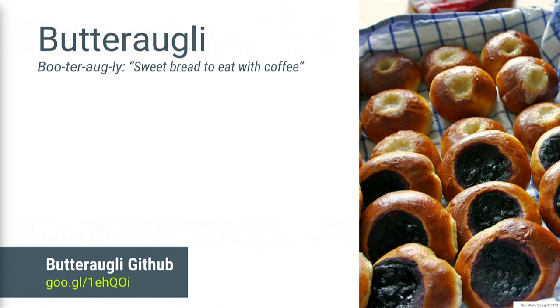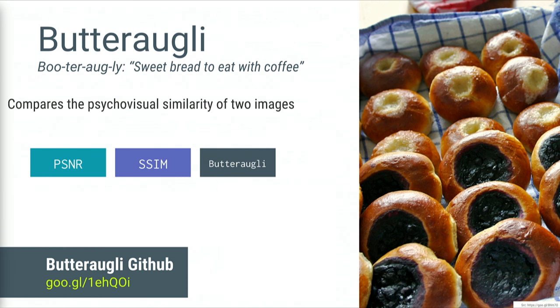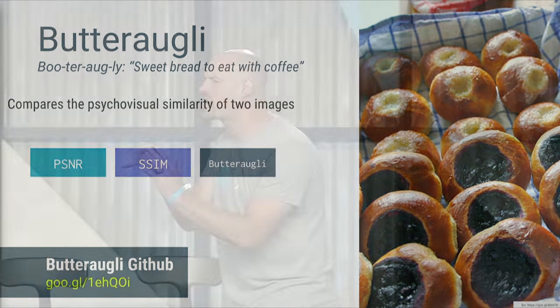In the native language, it means a sweet bread to eat with coffee. But in the GitHub project, it means a way to compare the psychovisual similarity of two images. This is basically a way for us to say, let me take a source image and compress it and see how the human eye responds to the differences between these two. How much error can we actually notice?